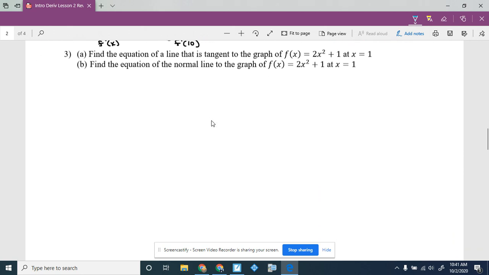All right, number 3. It says find the equation of the line that is tangent to the graph of 2x squared plus 1 at x equals 1.